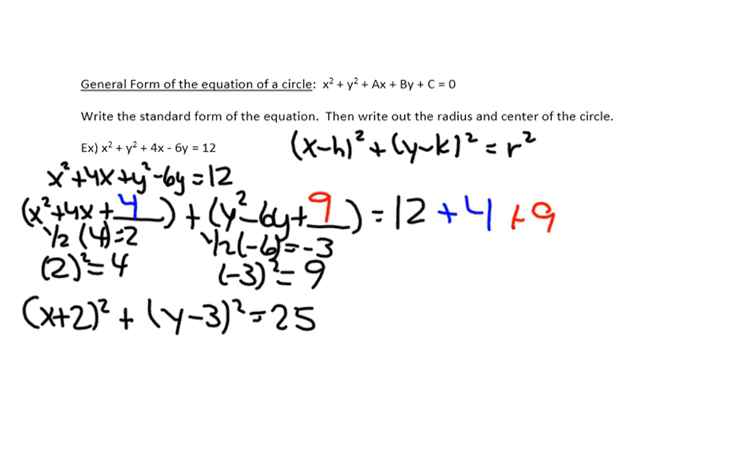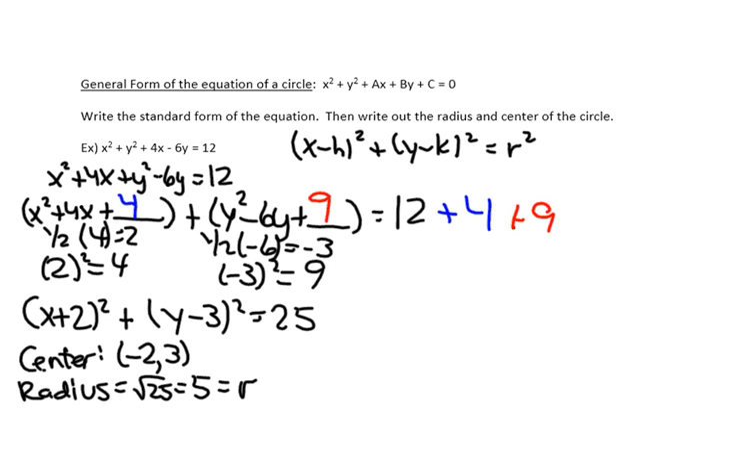Now that this is in standard form, the center and radius are easy to determine. The center, remember it's the opposite, so negative 2 comma 3, and the radius is equal to the square root of 25. That is 5. So r is equal to 5.